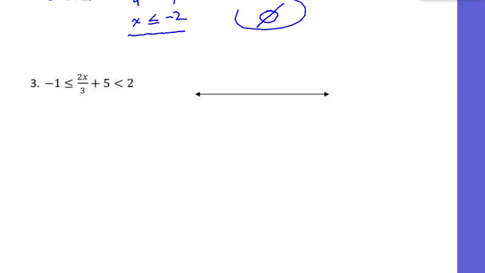Example 3 shows a compound inequality that would be an intersection or an AND problem in the more common way that you will see this, where we put them together and say that negative 1 is less than or equal to this expression, and the expression is less than 2.